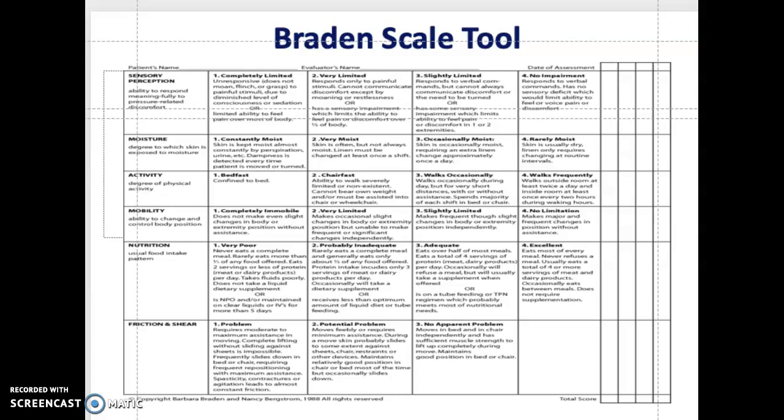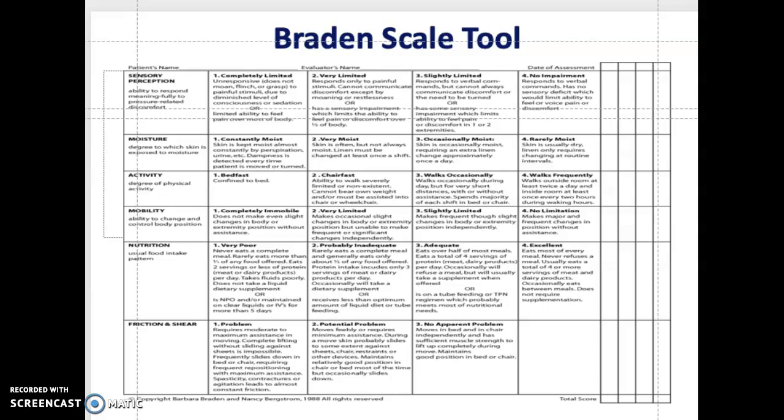So with the Braden scale, the nurse uses a scoring. So it's from 1 to 4. Let's say in sensory perception, if the patient is completely limited or unresponsive, they will score a 1. Let's look at moisture. If the patient's skin is often but not always moist, they will score a 2.